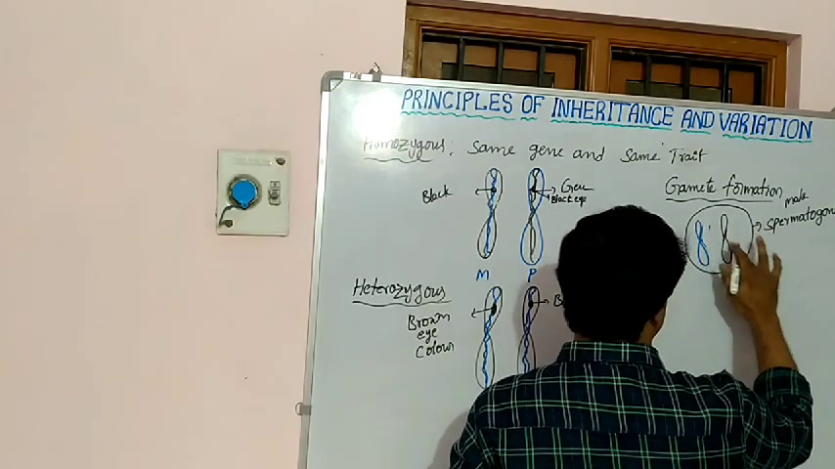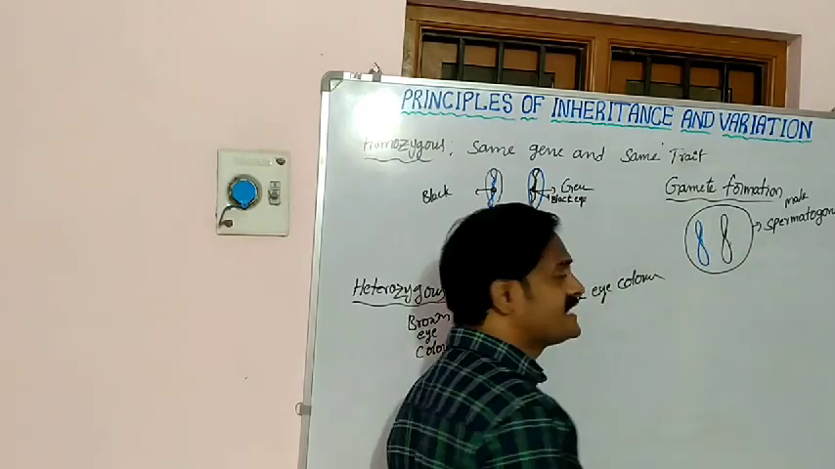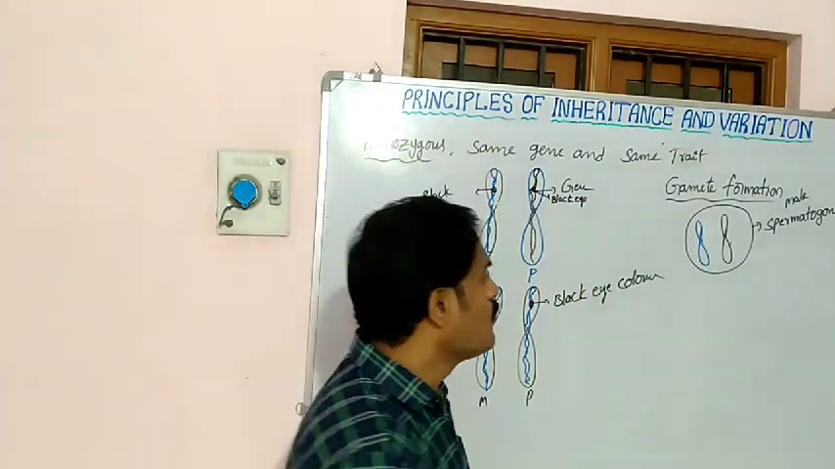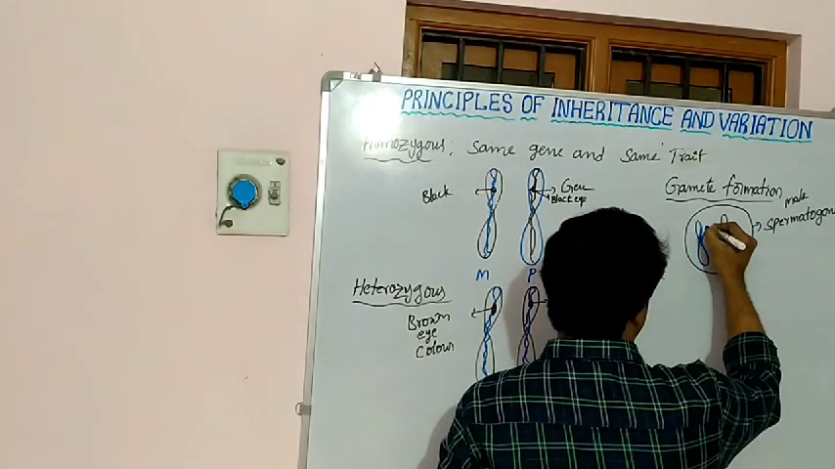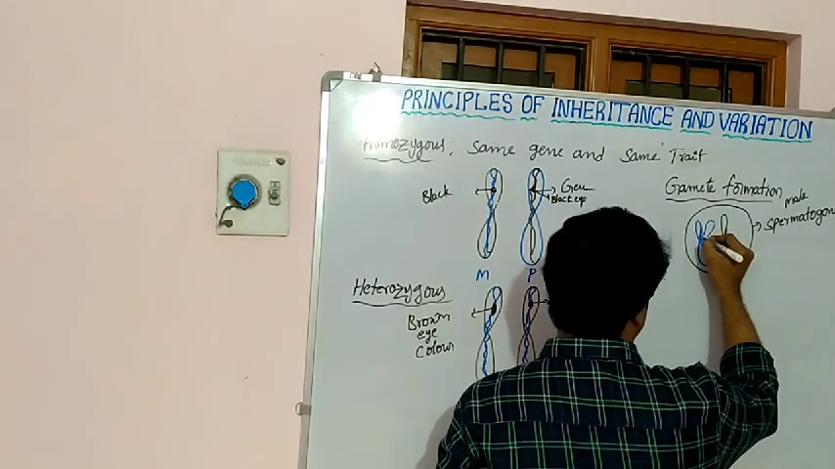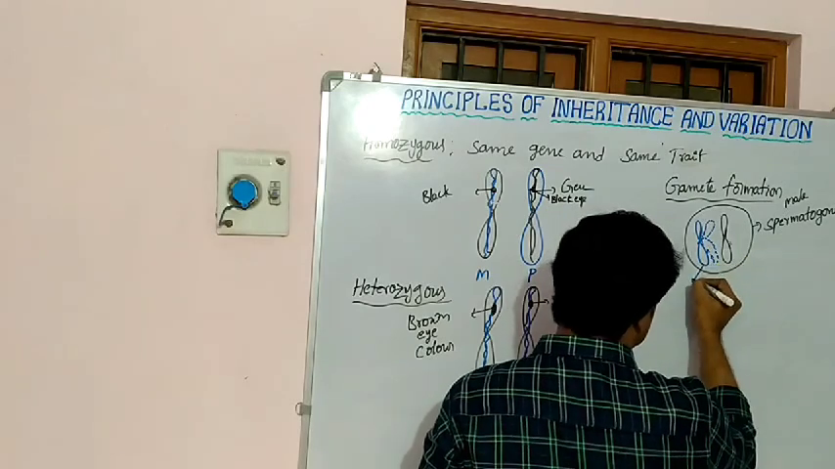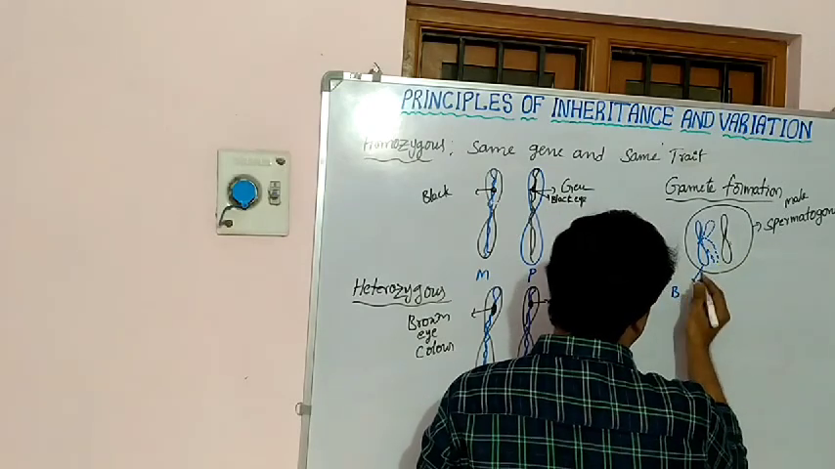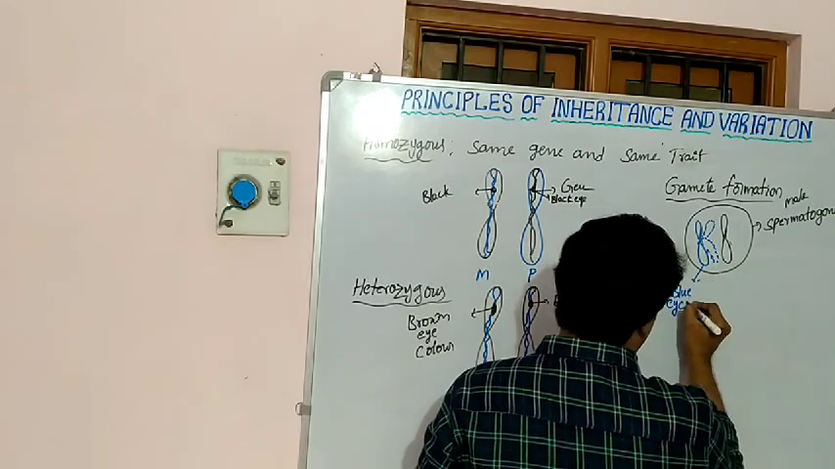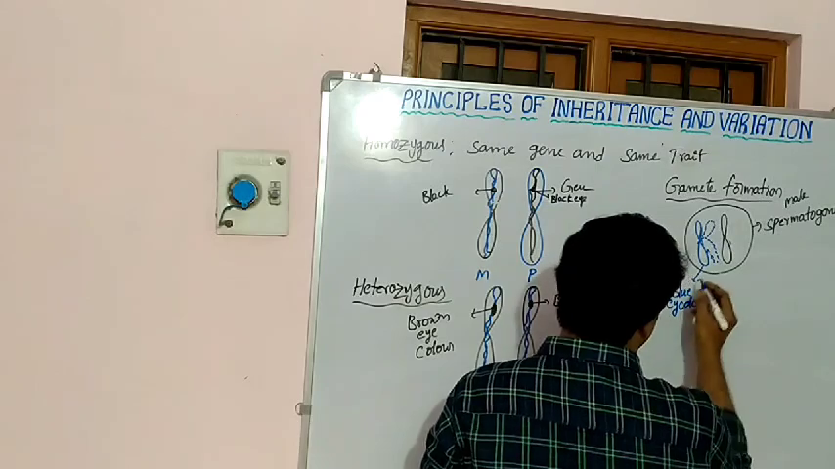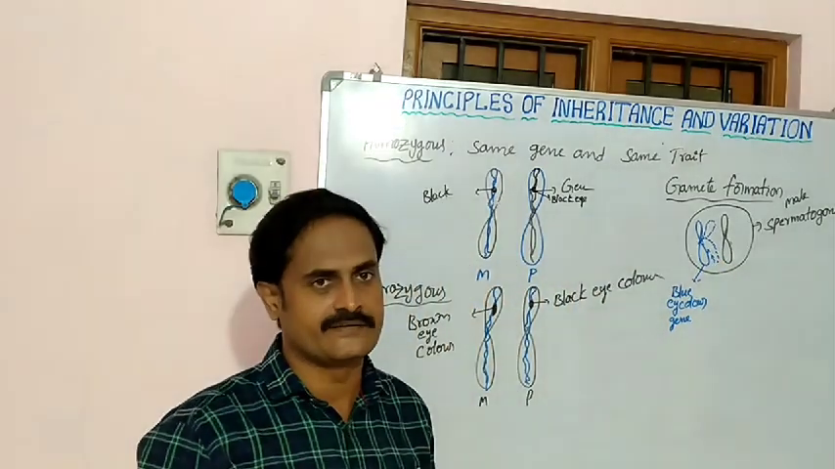These are the two chromosomes. These are normal chromosomes which are not involved in cell division. Once it is involved in cell division, the DNA replicates like this. Suppose this chromosome consists of the blue eye color gene.